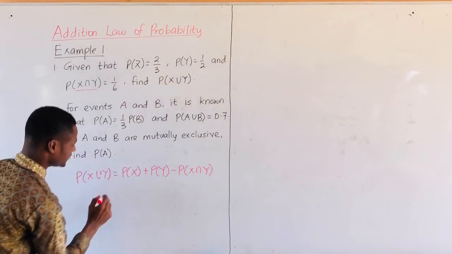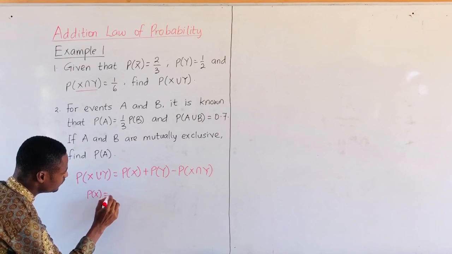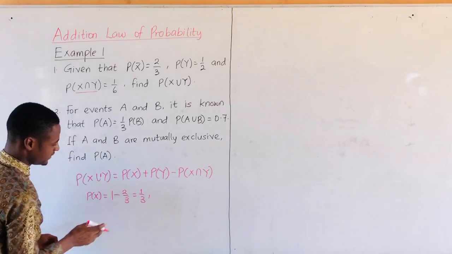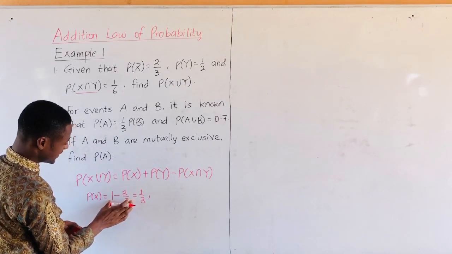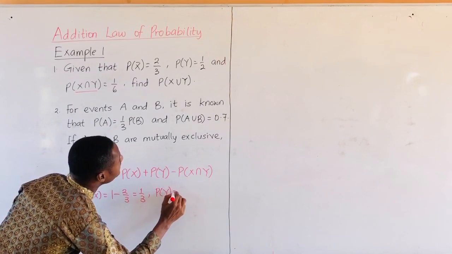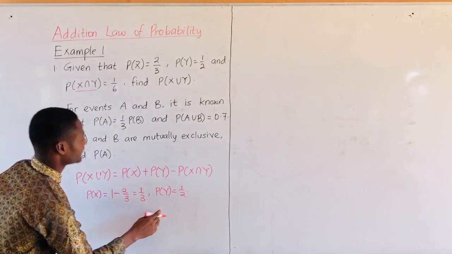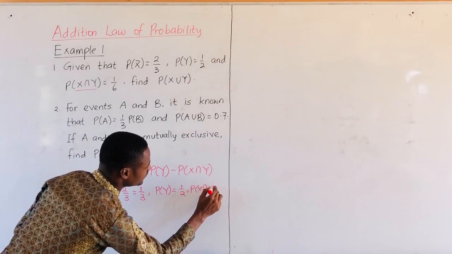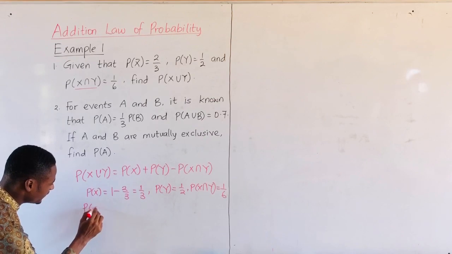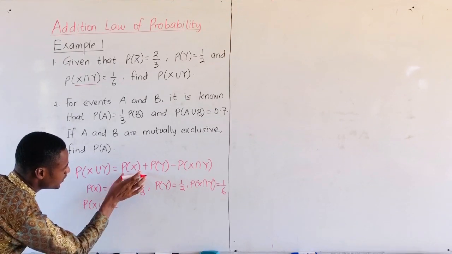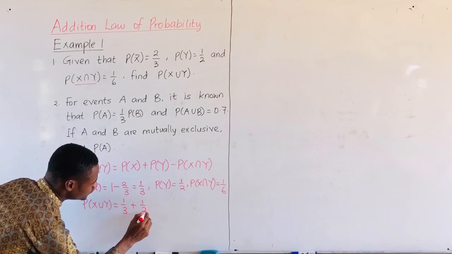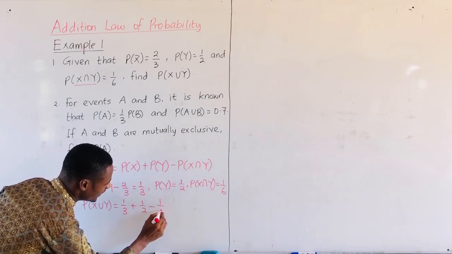Then, from the question, probability of x will be equal to 1 minus 2 over 3, which will give us 1 over 3. This is from the complement, the probability that an event will not occur. Then, probability of y is given as 1 over 2. Probability of x intersection y is also 1 over 6. So, the probability of x union y will be equal to probability of x, which is 1 over 3, plus probability of y, which is 1 over 2, minus 1 over 6.